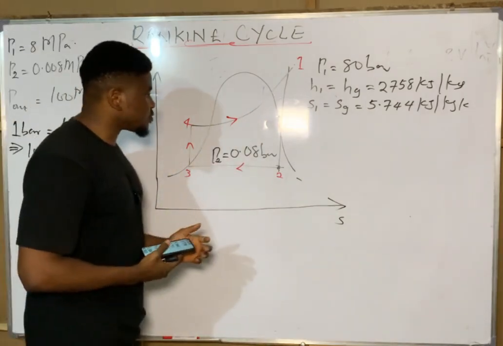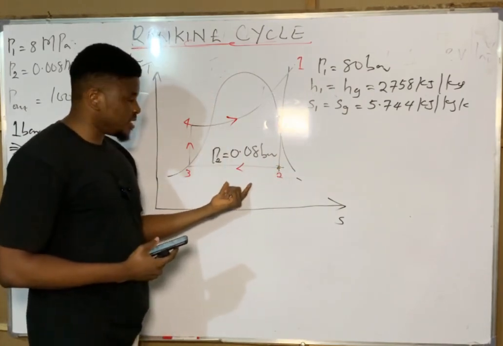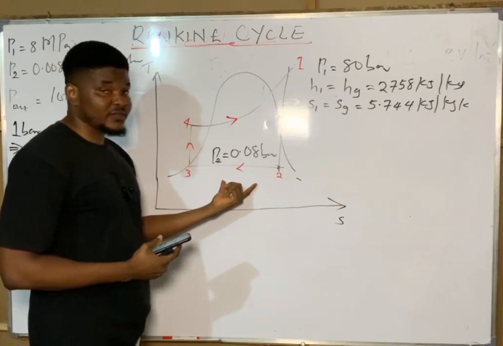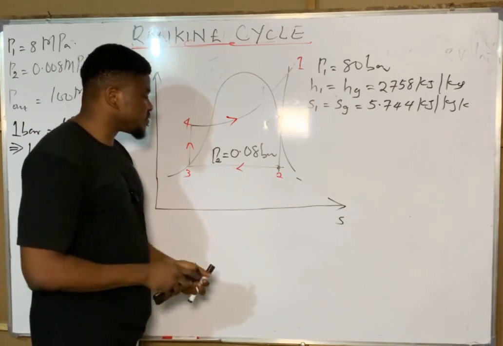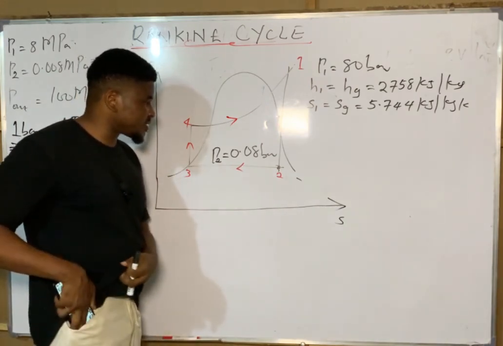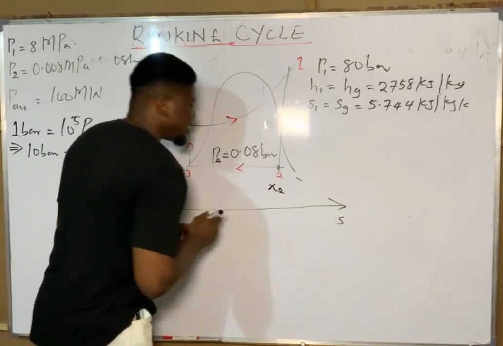Now we move to state 2. Observe that state 2 is in between the mixed vapor, a combination of saturated liquid and vapor, right? Since it's in the mixed region, it means we need to find what is called the dryness fraction, X2, at this state.